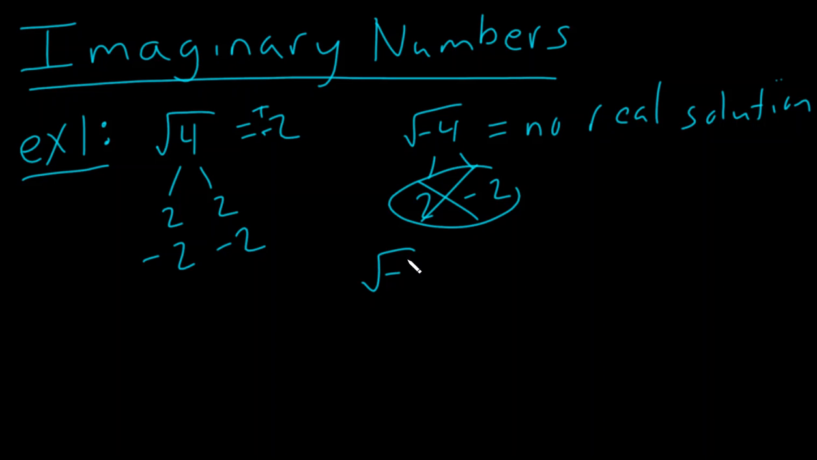The square root of negative 1 is equal to i. And i stands for imaginary. So this is where we get the phrase imaginary numbers. Now, factoring square roots that are negative is something that we can do.